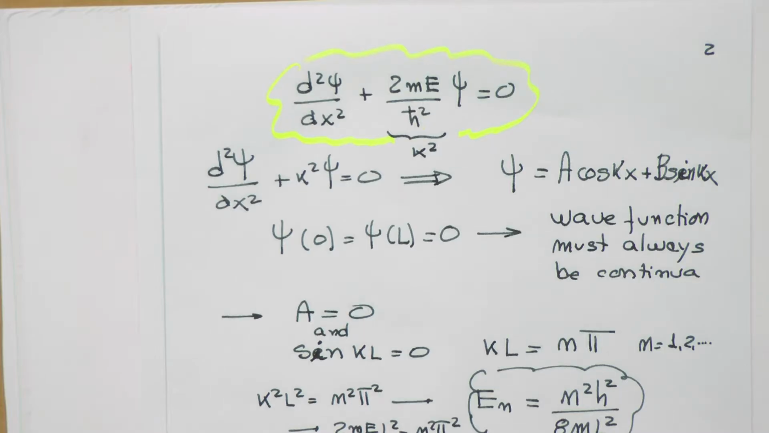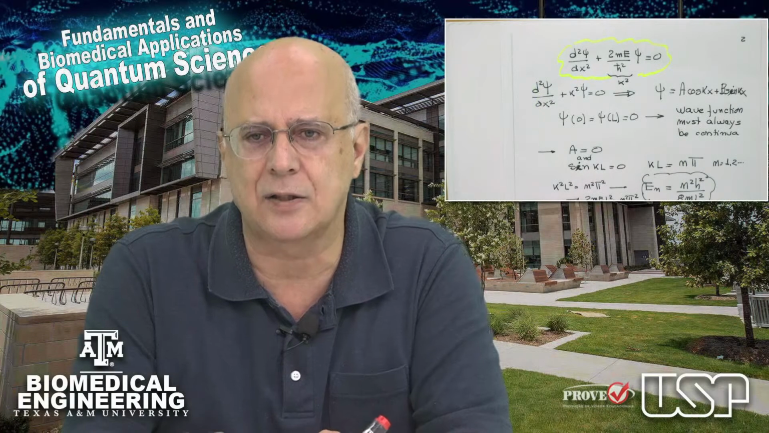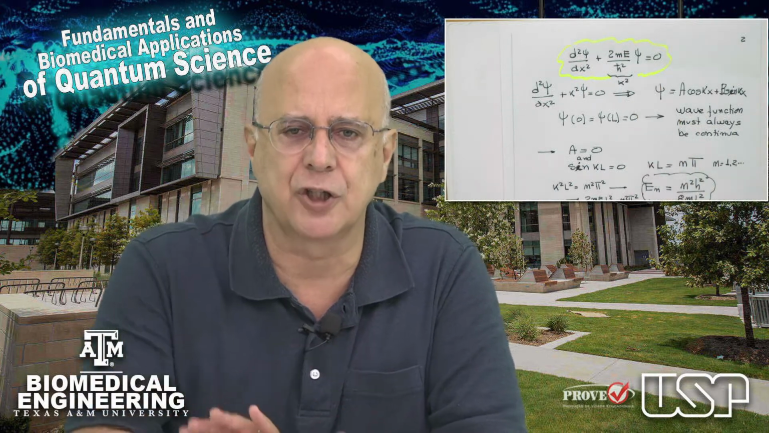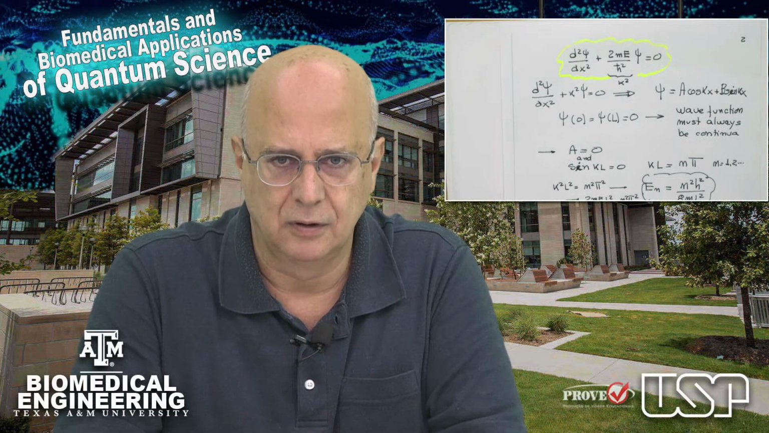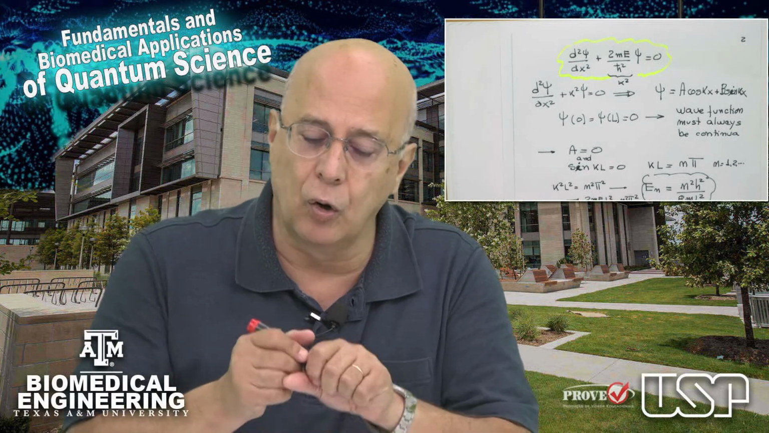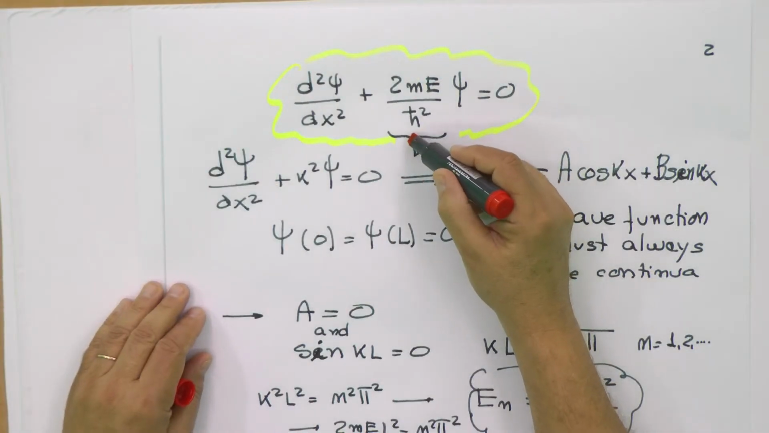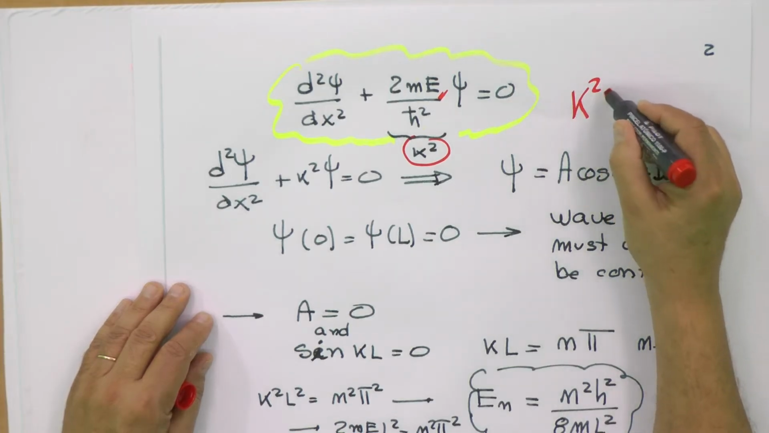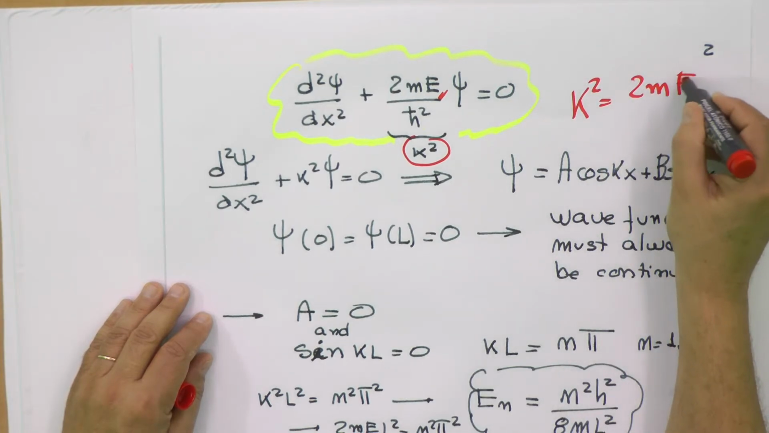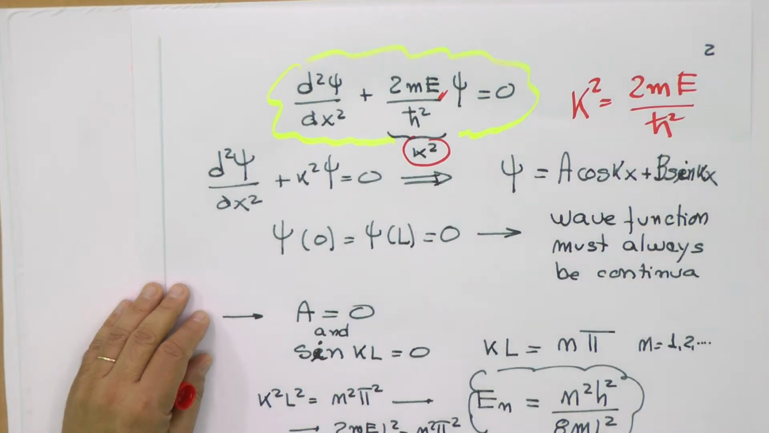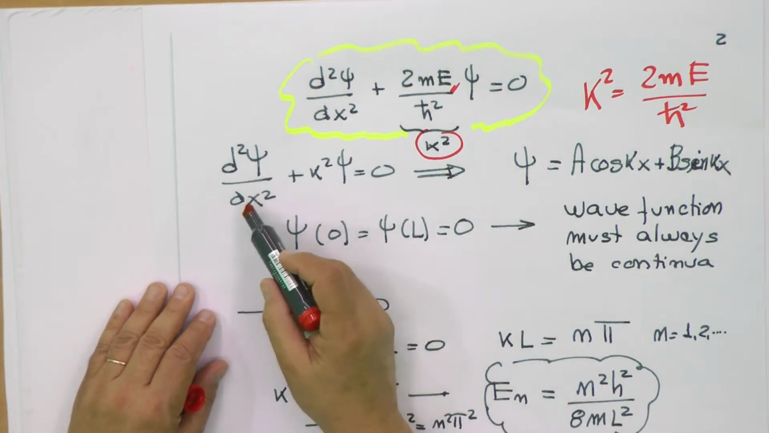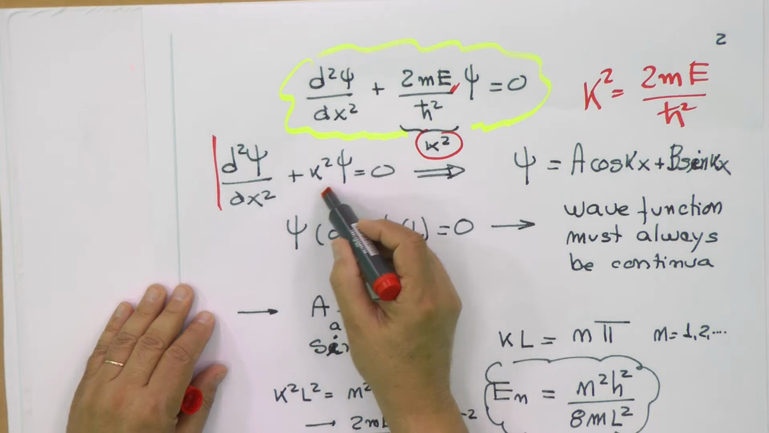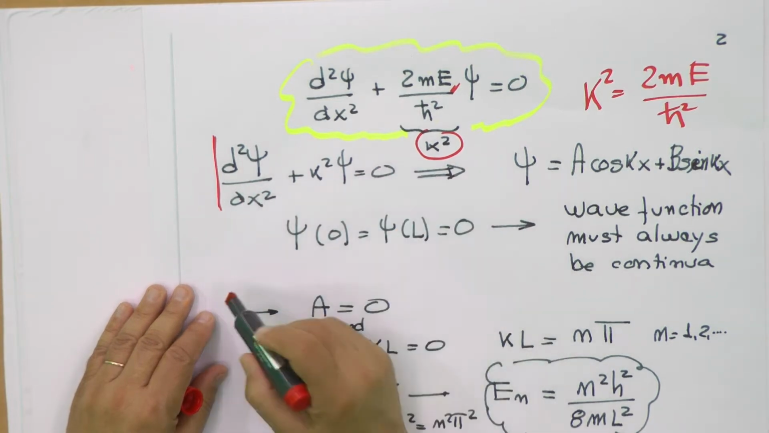You learn from mechanics that there is a class of functions where, if you take the second derivative and add it to the function, you get 0. Those are the oscillatory functions. We're going to call this k squared because the energy is positive. So k squared is equal to 2mE divided by h bar squared. Then the equation is the second derivative of the function plus k squared psi equals 0.